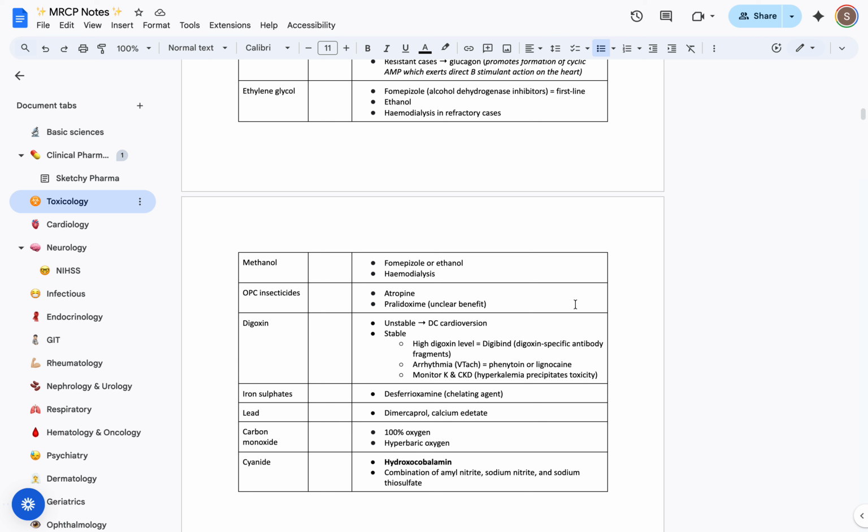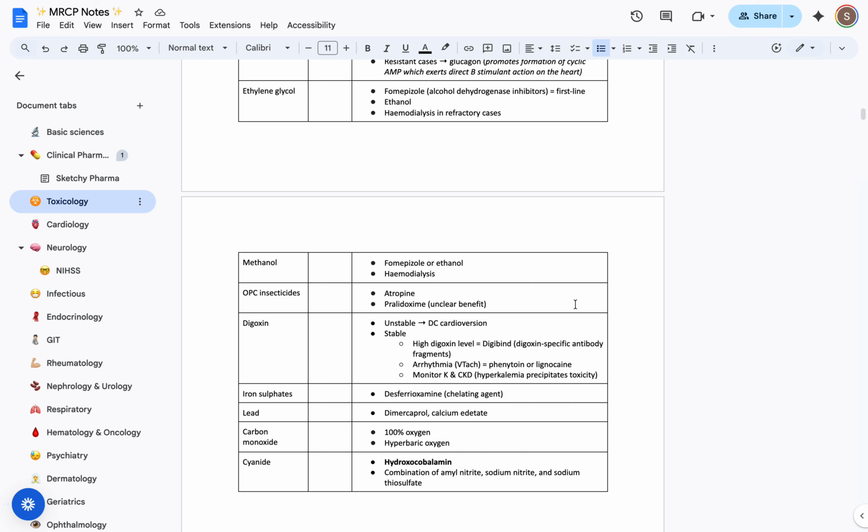It doesn't matter because this has never been mentioned in MRCP anyway. Okay, so for digoxin, if it's an unstable patient, you do DC cardioversion. If it's a stable patient with a high digoxin level, you give digibind. If the patient has an arrhythmia, a VTAC, you give phenytoin or lignocaine. And you monitor potassium and CKD because hyperkalemia precipitates toxicity.